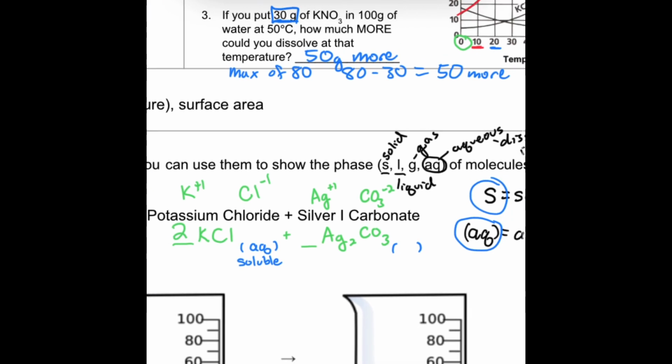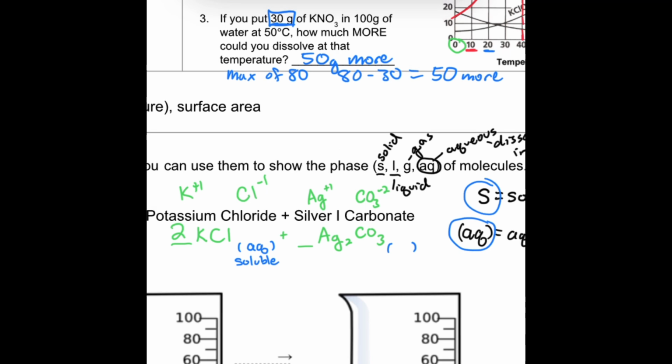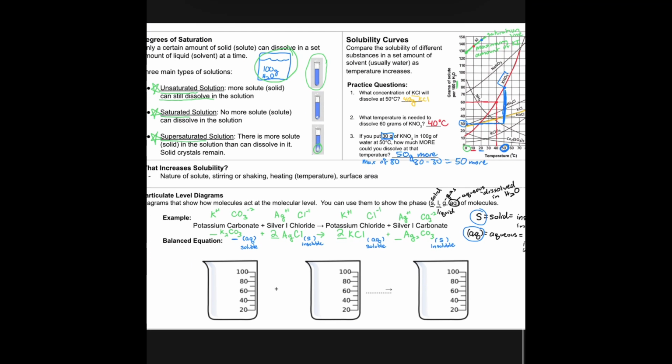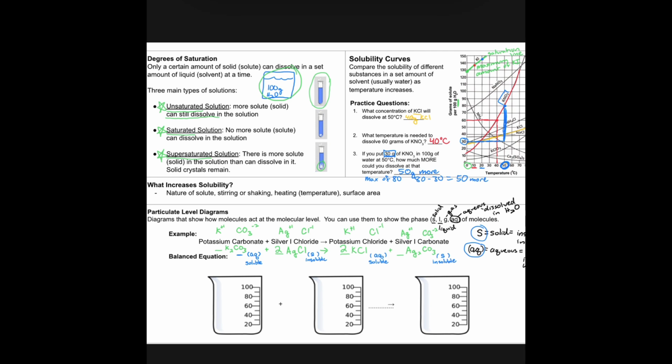And then last but not least, we have silver carbonate. Carbonates are generally insoluble. Silver is not an exception to that rule, so we're going to define it as solid or insoluble. All right, why did I do that? I did that specifically so I could figure out how to draw those things at the molecular level.